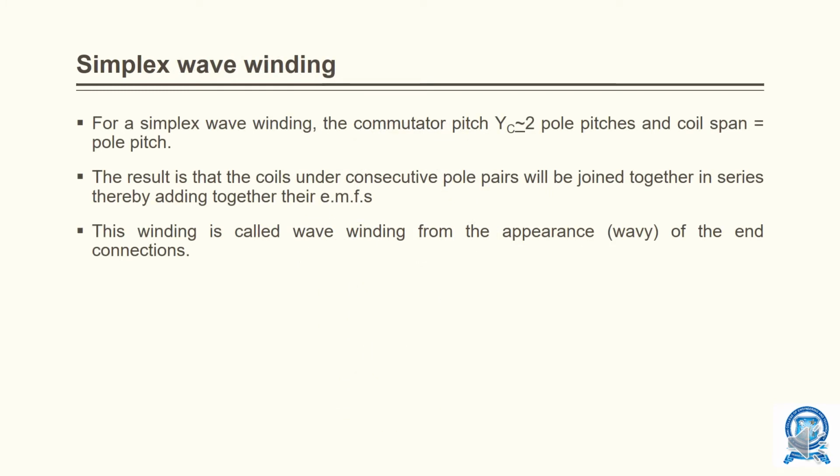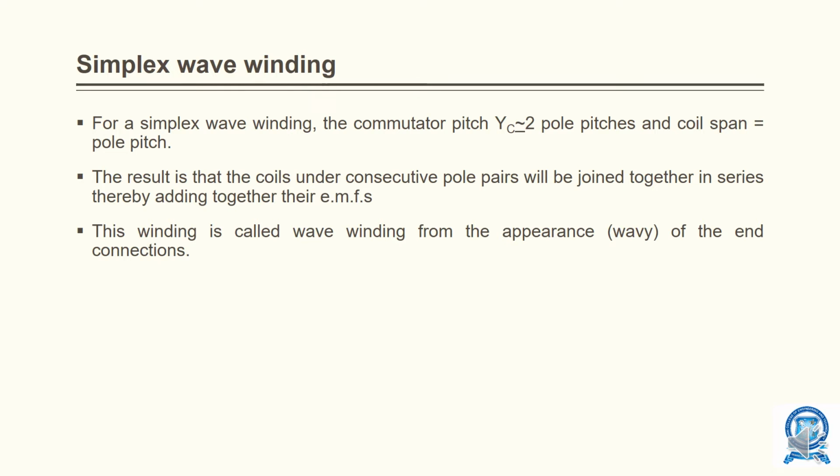Simplex wave winding. The second type is wave winding. For Simplex wave winding, the commutator pitch is almost equal to 2. For lap winding it is equal to 1, and here it is 2. The coil span is equal to the pole pitch; here the coil span and pole pitch are both equal.